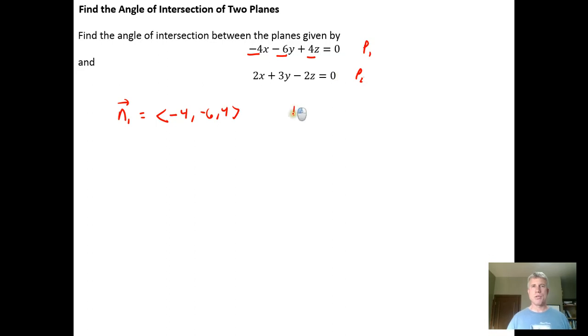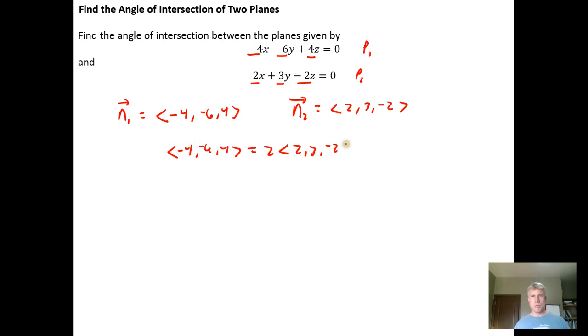And plane number 2 is going to have a vector that's perpendicular to the plane that we can also extract directly from the coefficients on the x, y, and z terms. So we get the vector 2, 3, -2. In this case, the vector -4, -6, 4 is just equal to -2 times the vector 2, 3, -2. -2 times 2 is -4, -2 times 3 is -6, and -2 times -2 is 4.